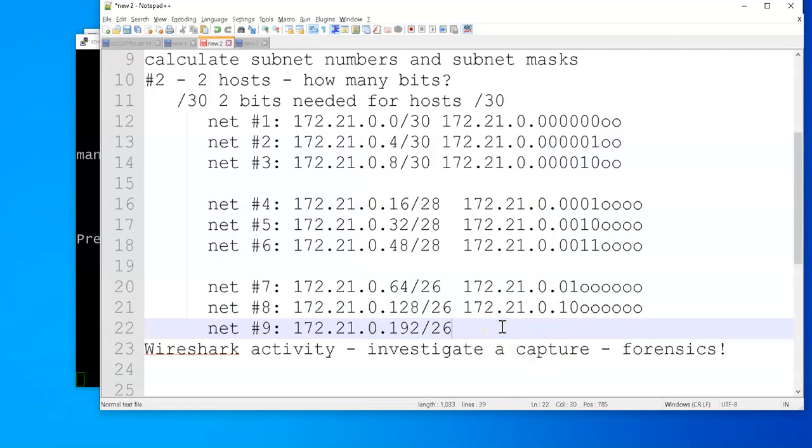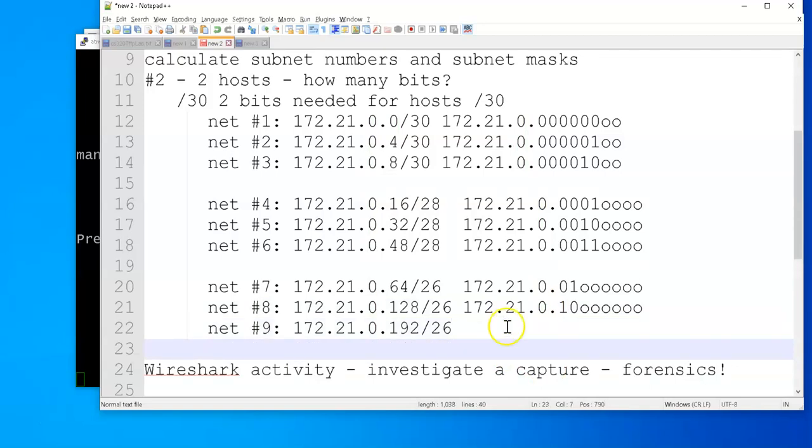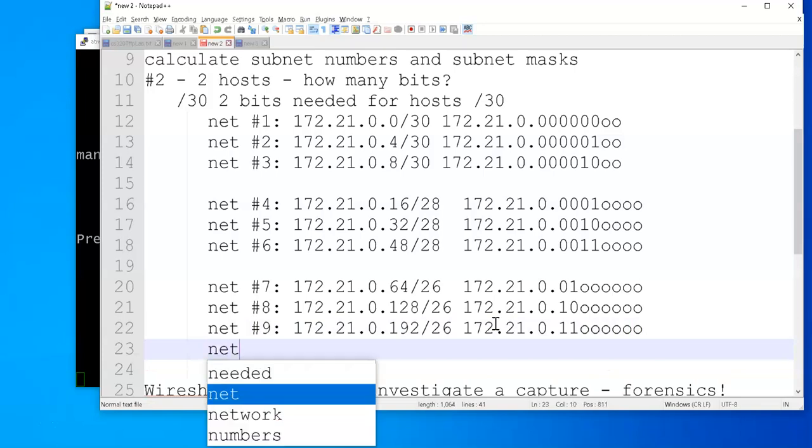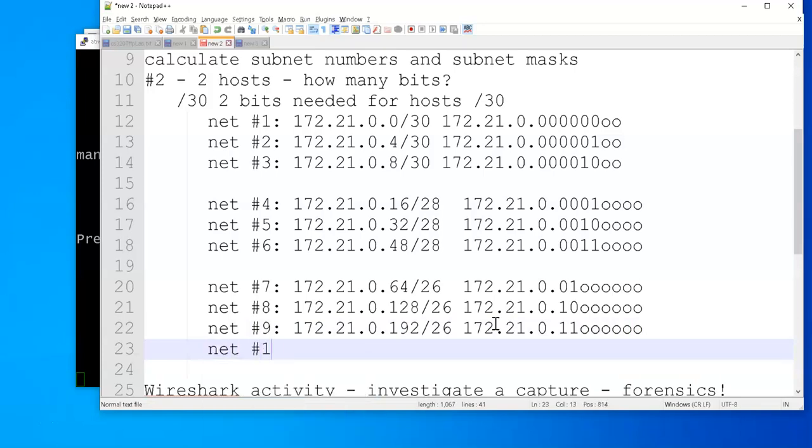Let me do one. Let's see, that would be the last one. 172.21.0. Now 11.0.0.0. Oops, host bits. So that's easy. Now let's do the next one. Just to make sure, I'm going to do this one for you. And you tell me whether I get this right. 172.21.1.0.